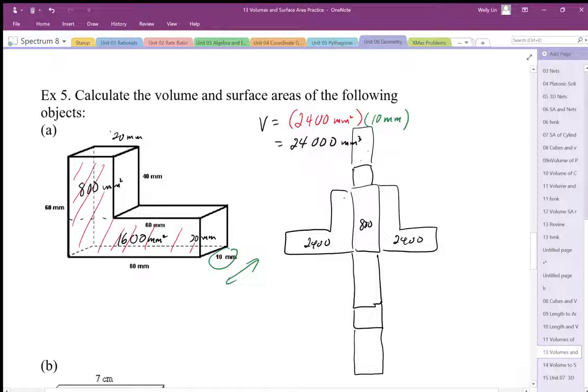Okay, so then I go about calculating these areas. So this is a 10 by 20, so 200. This in here is 60 by 10, so that's 600 millimeters squared. On the back, that's going to be 60 by 10 again, so that's going to be 600 in here. The top is 20 by 10, so 200, and then this area here is going to be 40 by 10, so 400. So I've accounted for all my surfaces.